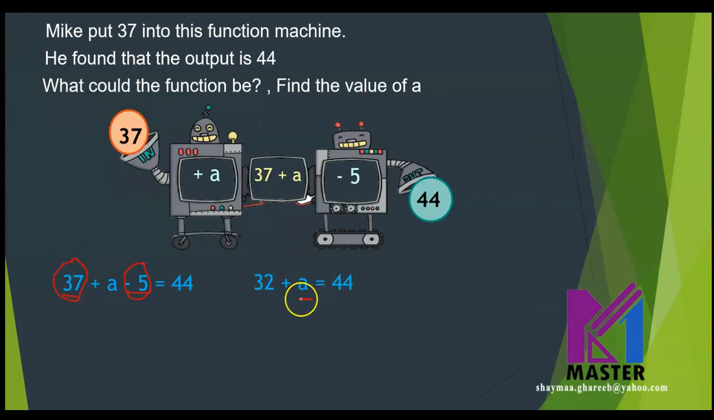Now, can you find the value of A? Of course, what number plus the 32 gives 44? I can do it by subtracting the 32 from the 44. So 44 minus 32 equals 12. Okay, then A equals 12. Is this clear?